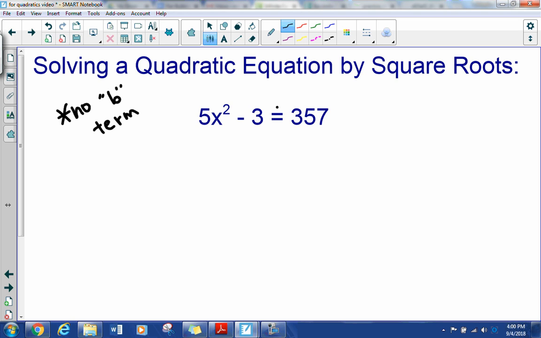method. And the first step is to isolate the x squared variable. I do that first by adding this 3 onto the other side to get rid of the minus 3.